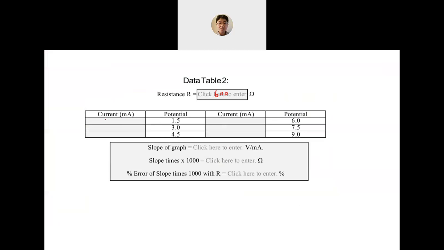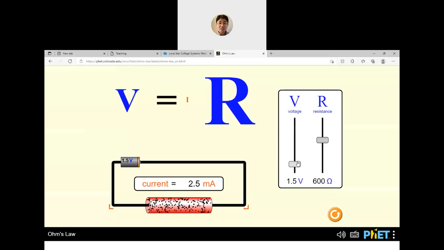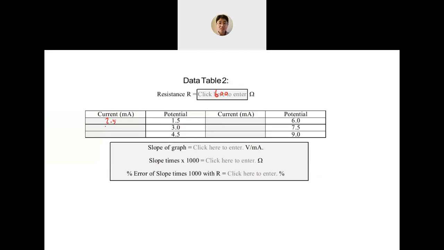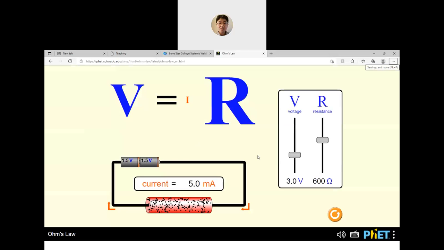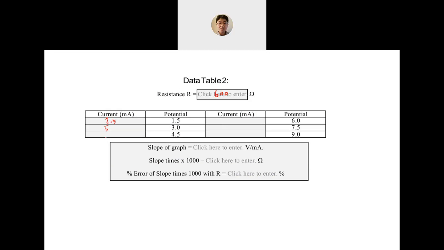To 2.5 milliampere. And what about the 3 volt case? 3 volt case. 5 milliampere. What about 4.5? 7.5 milliampere. Then by using this data, we can draw the graph again, similarly.